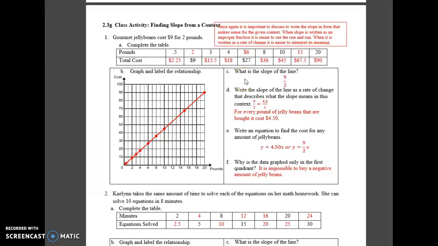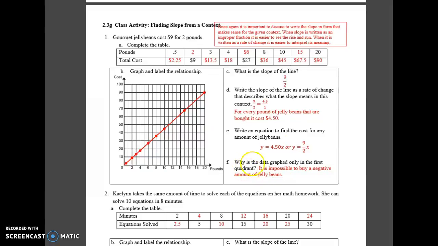It says, what is the slope of the line? Well, that would be $9 over 2 pounds, so 9 over 2. So write the slope of the line as a rate of change. That's going to be 9 over 2, which when you divide it is 4.5 or $4.50 over 1. So for every pound of jelly beans, it's going to cost you $4.50. Part E asks us to write an equation. So you can do y equals 9 over 2x, or if you wanted to use the unit rate, $4.50 x.